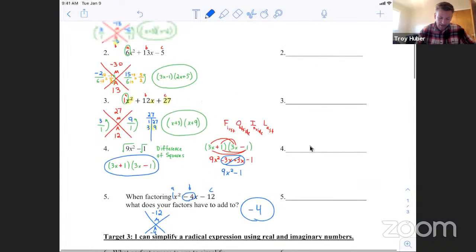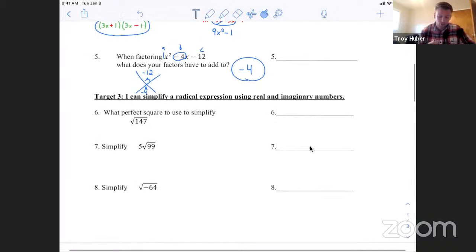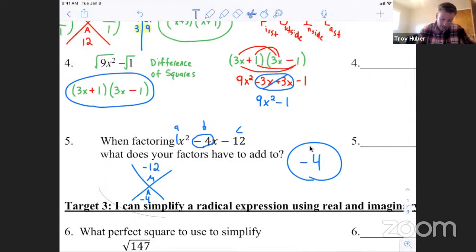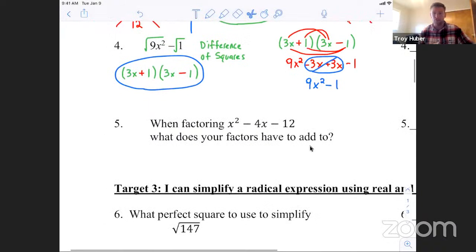All right, and that is it for our first target. Moving right along, we will move into target number 3. Target number 3 says I can simplify a radical expression using real and imaginary numbers. Okay, so what I like to do for this is I like to have a list of all of my perfect squares. So what's a perfect square? Well, a perfect square just goes to all of our numbers.